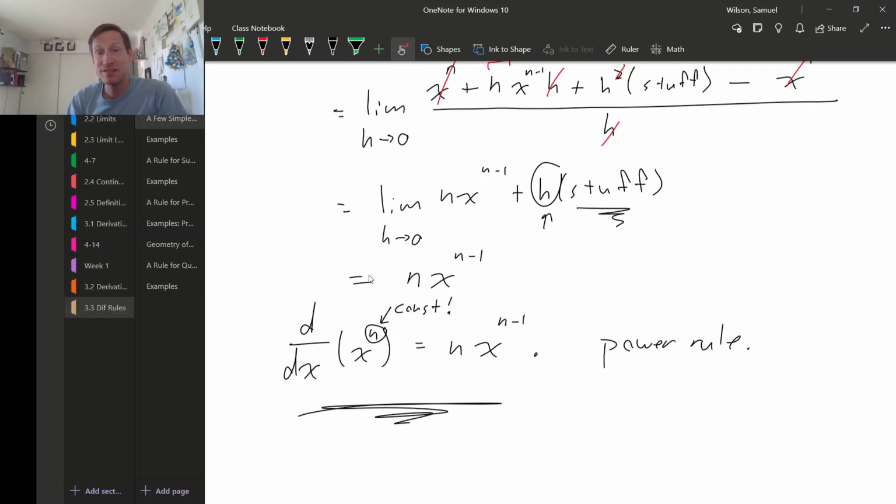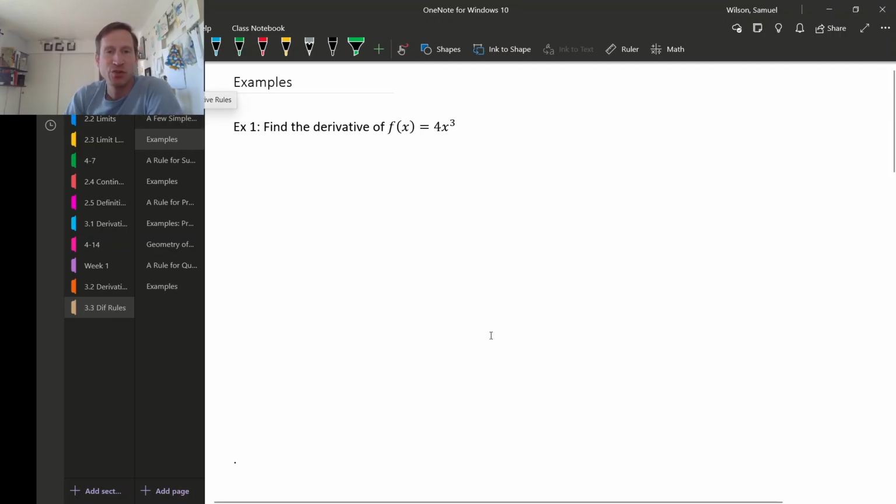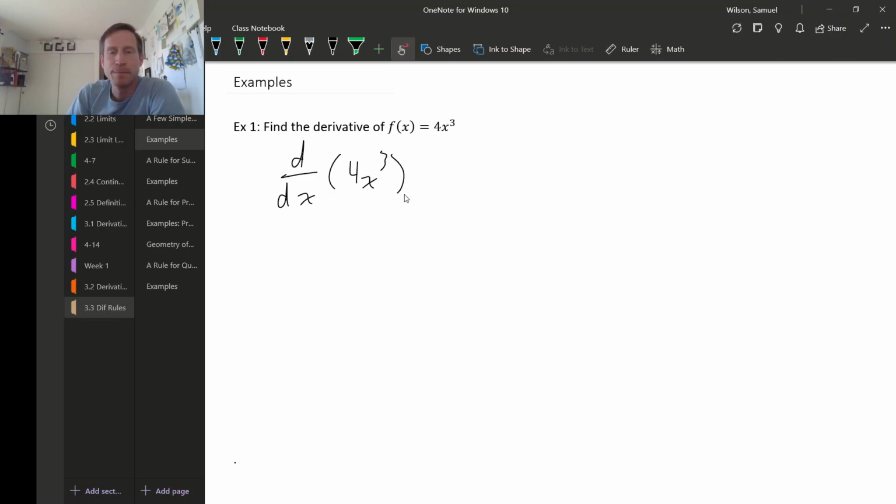All right, so we have these three derivative rules. Let's see how we can use them. Let's look at some examples of using them to calculate derivatives. So let's start out by finding the derivative of 4x cubed. Well, there's a product here, right? This is 4 times x cubed. And the constant multiple rule says that we can take this 4 and move it outside the derivative. So 4 times the derivative of x cubed.